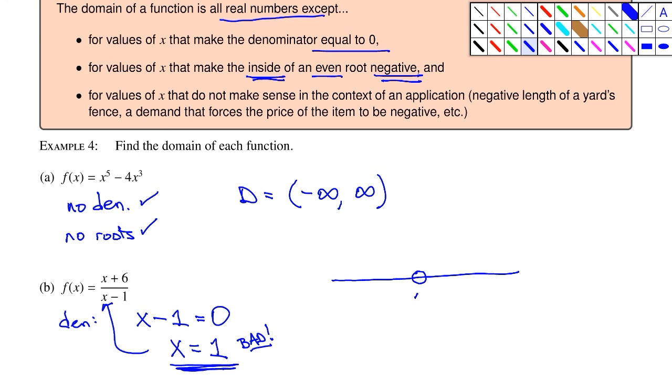Exclusion is denoted by an open circle. So we're going to have 1 right there. But everything that is not 1 is perfectly fine. And that's on both sides.